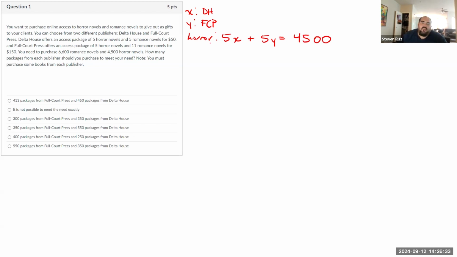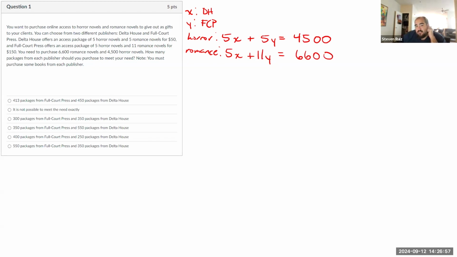So that was for horror. I'm going to set up a similar equation for the romance side of this. Delta House gives me 5 romance novels, so again, 5X. Full Court Press gives me 11 romance novels, so 11Y. And how many total of those do I need? I need 6,600. So here's my system of equations right here.